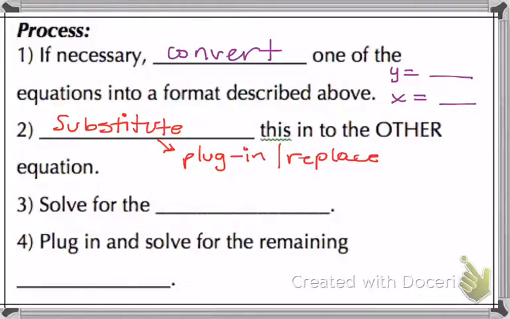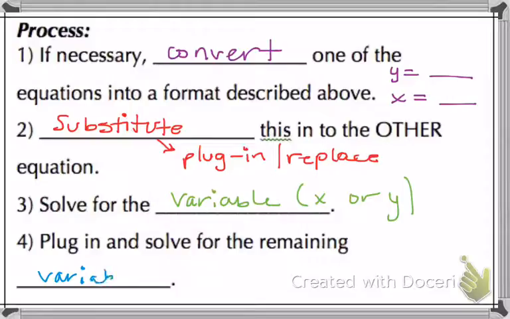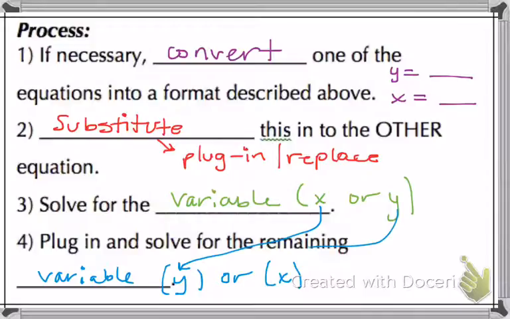So once we do that, we're going to solve for the variable that is still left over. Sometimes that might be x, sometimes that might be y, it depends on your setup. Then lastly, you're going to plug that value back in and solve for the remaining variable. Now, if you solved for x here, you would then plug back in to solve for y, or you might have to plug back in to solve for x if y was your original.